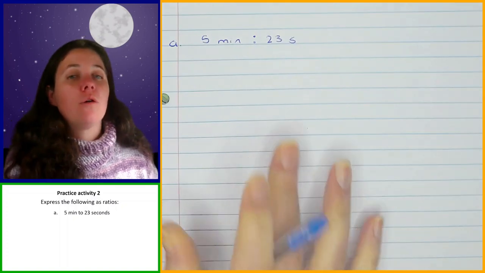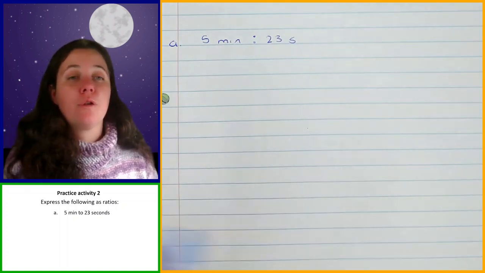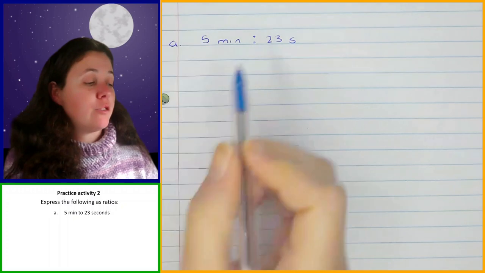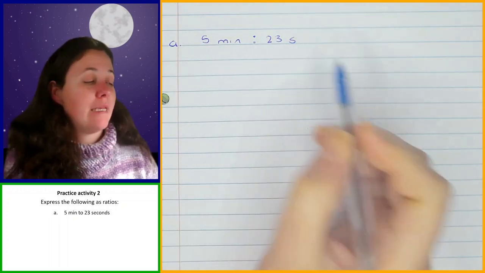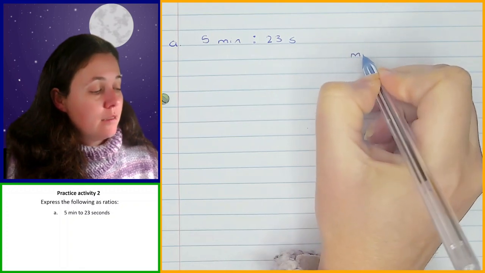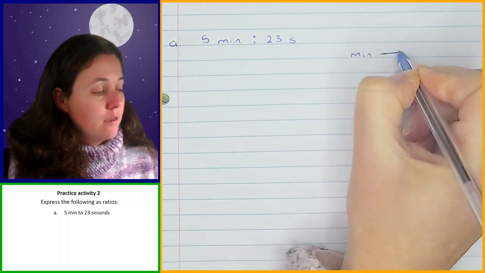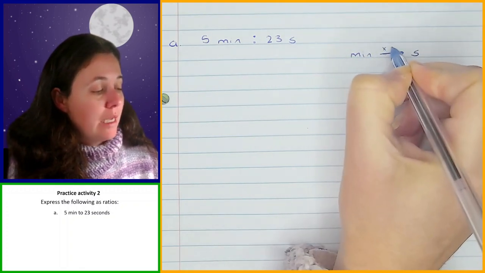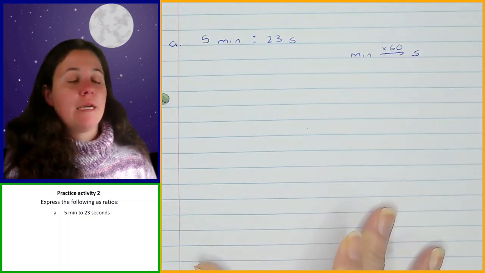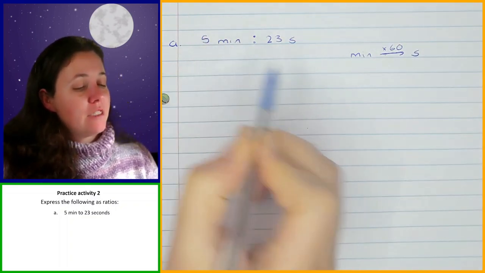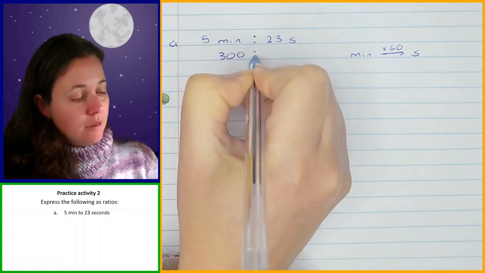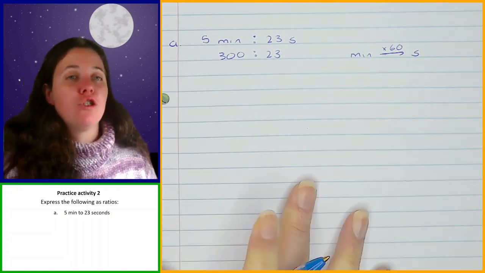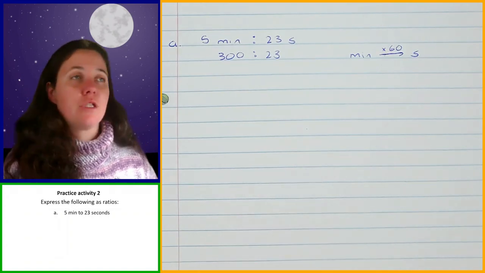Now, as I said before, we're going to convert the larger unit of measurement, which is minutes, to the smaller unit of measurement. So we're going to change minutes to seconds, and to do that, we're going to multiply by 60. So 5 times 60 gives me 300 to 23. So that is what you should have got for this ratio.